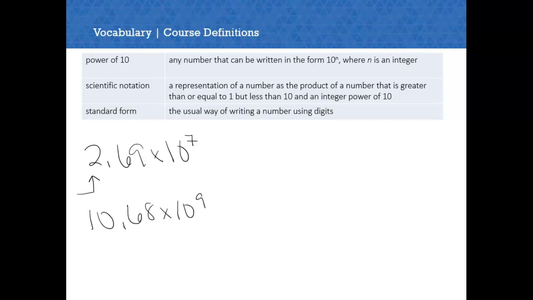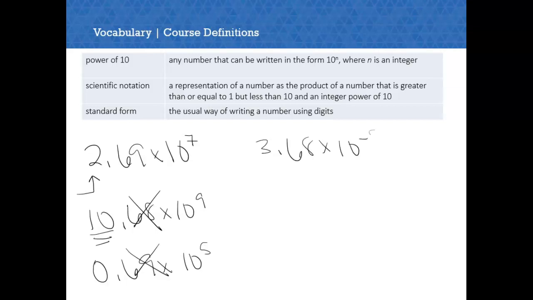10.68 times 10 to the 9th, this is not in scientific notation because there are two digits in front of the decimal. Same goes for if we have no digit in front. This is not scientific notation. So we have to have exactly one number in front of the decimal for it to be in scientific notation. The exponents can be positive or negative, but it's only one number in front of the decimal.